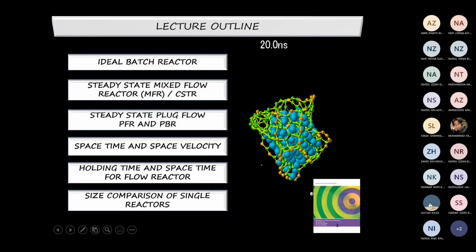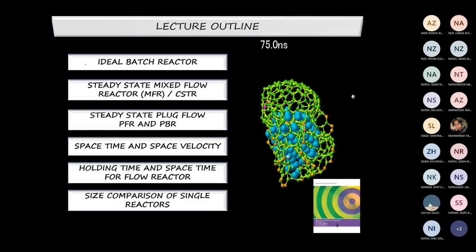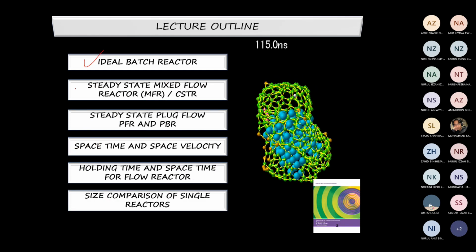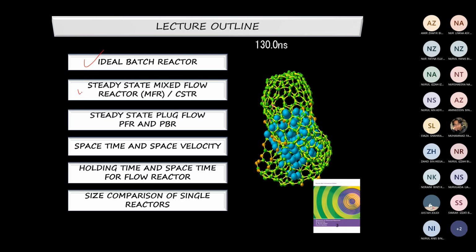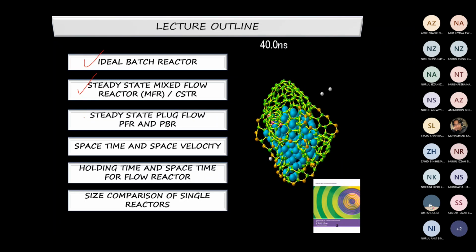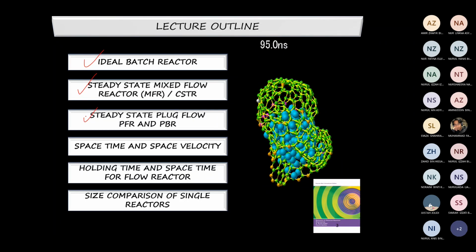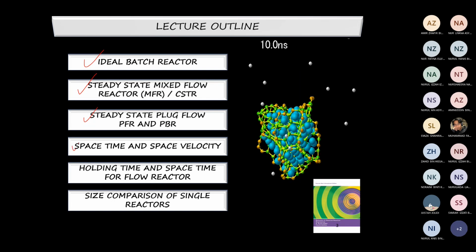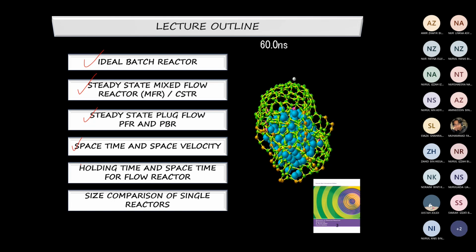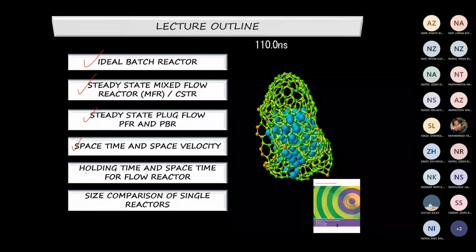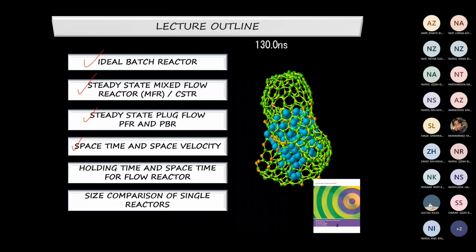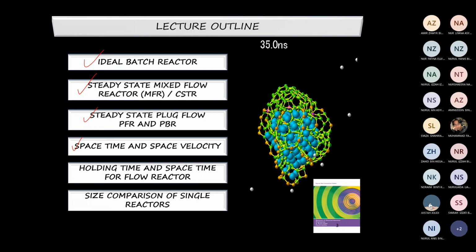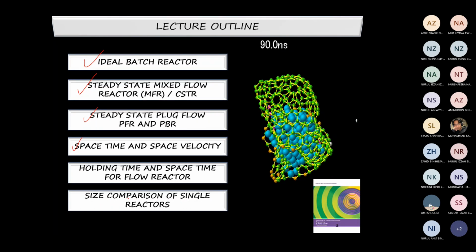Alright, so for the lecture outline, we will start with the ideal batch reactor, followed by the steady state mixed flow reactor, and then the steady state plug flow reactor, PFR and PBR. You will also learn how to calculate the space time, space velocity and holding time for flow reactors, as well as the size comparison of single reactors. For topic number 5, you will learn multiple reactors.